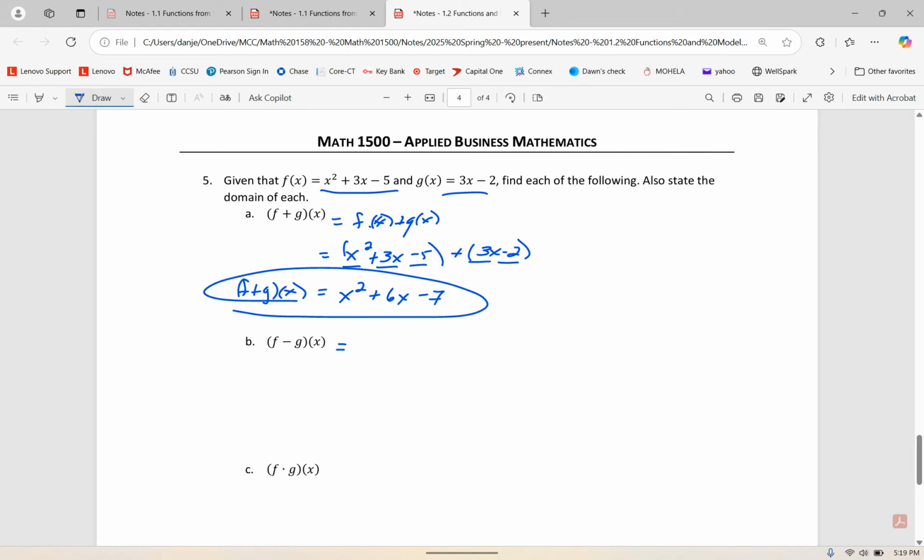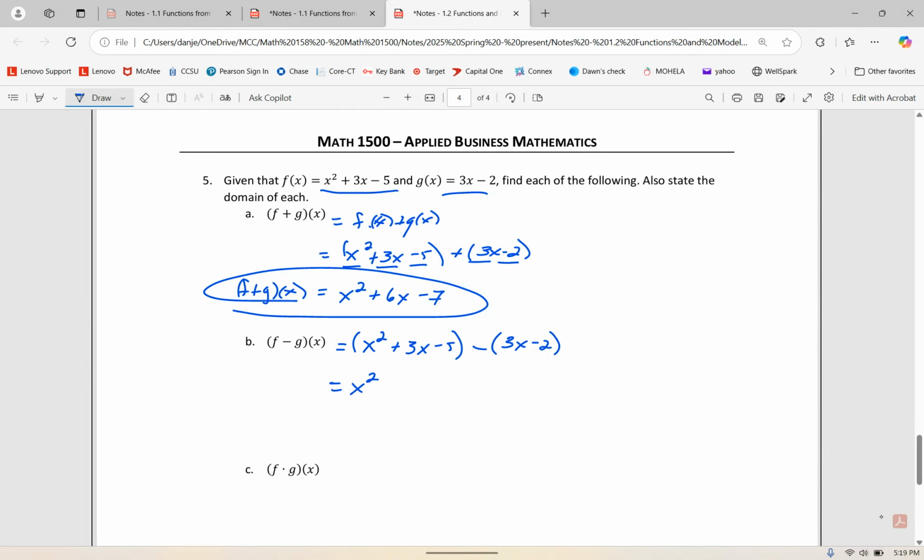To find f minus g of x, it's going to be f of x, x squared plus 3x minus 5, minus g of x, which is 3x minus 2. It is important to use the parentheses here. So again, we have x squared. 3x minus 3x is 0. Negative 5 minus negative 2 is a negative 3. So f minus g of x is x squared minus 3.